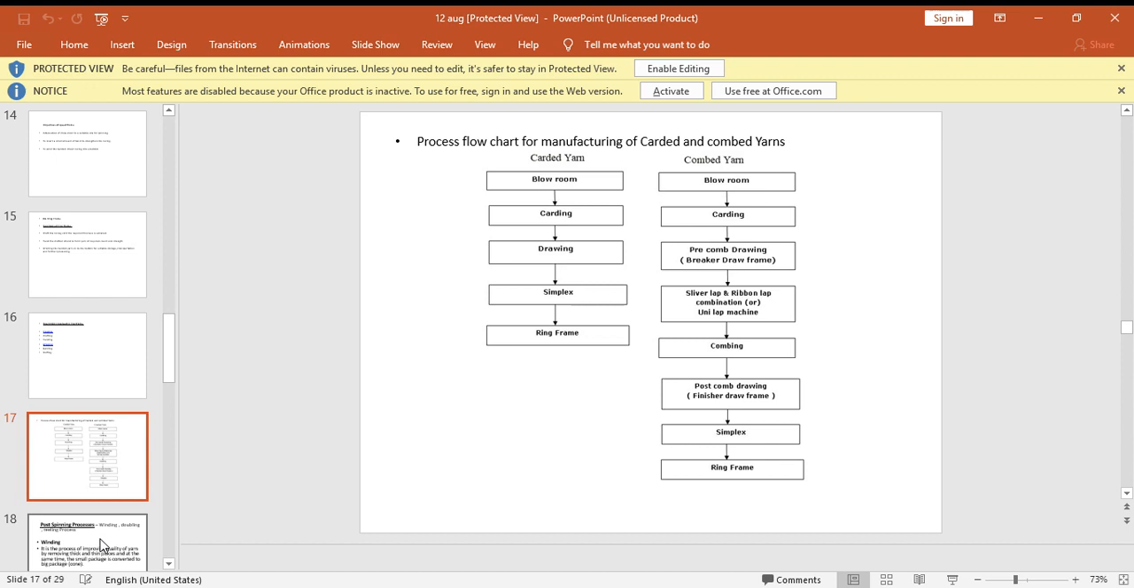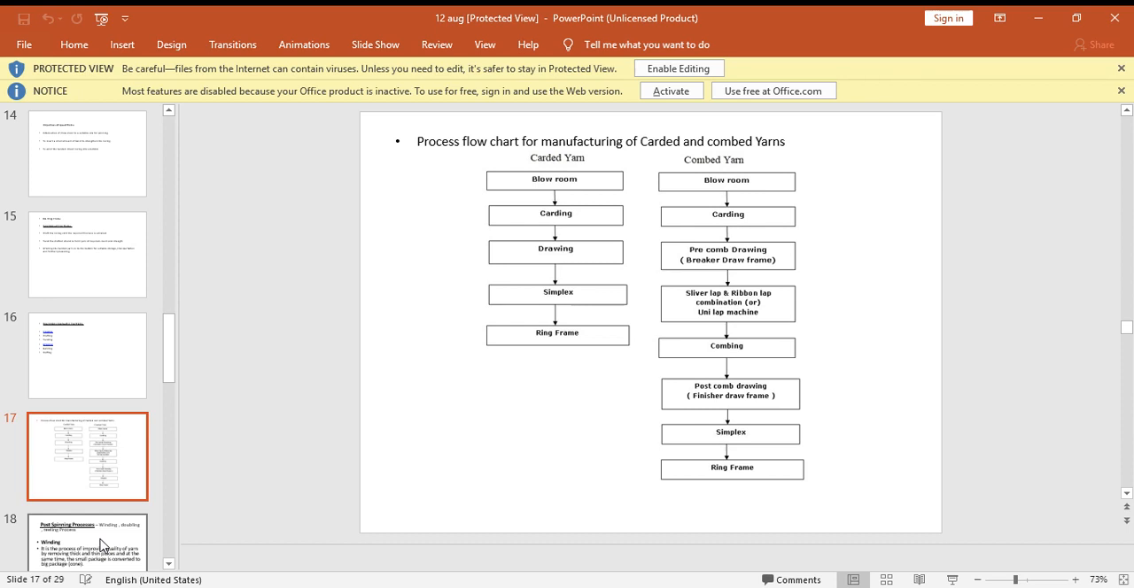Next objective is the process flow chart for manufacturing of carded and combed yarns. First, we are going to see the carded yarn. For carded yarn, the flow chart is from blowroom to carding, carding to drawing, drawing to simplex and ring frame.